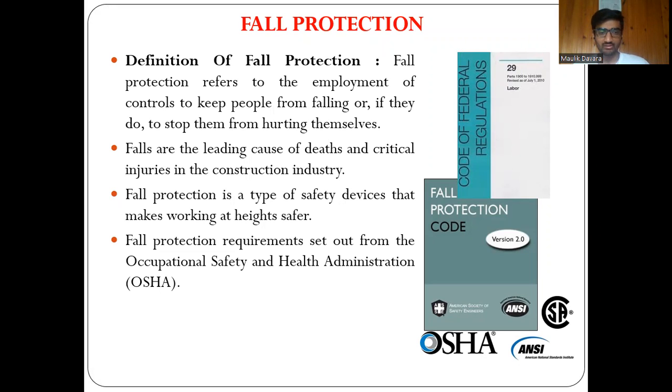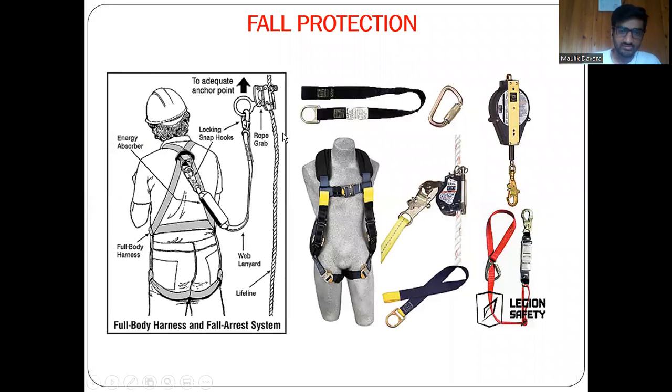are caused by falls. Falls are the reason behind the majority of deaths and critical accidents in the construction industry. So fall protection is a type of safety device that makes working at height safer. Fall protection requirements are set out by the Occupational Safety and Health Administration, OSHA. These are the parts of fall protection equipment: energy absorber, full body harness, web lanyard, lifeline, rope grab, and locking snap hooks.